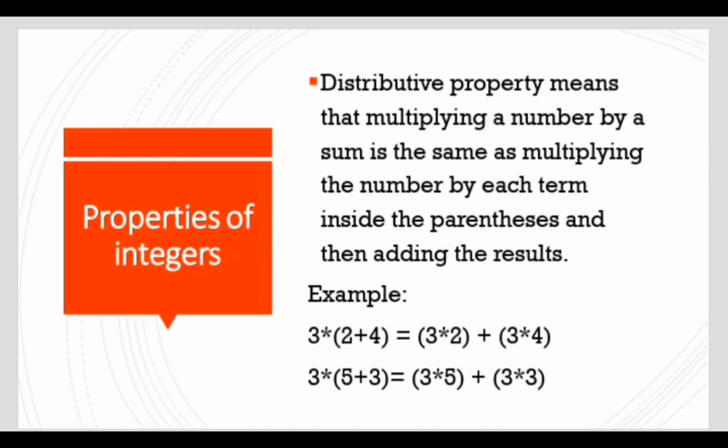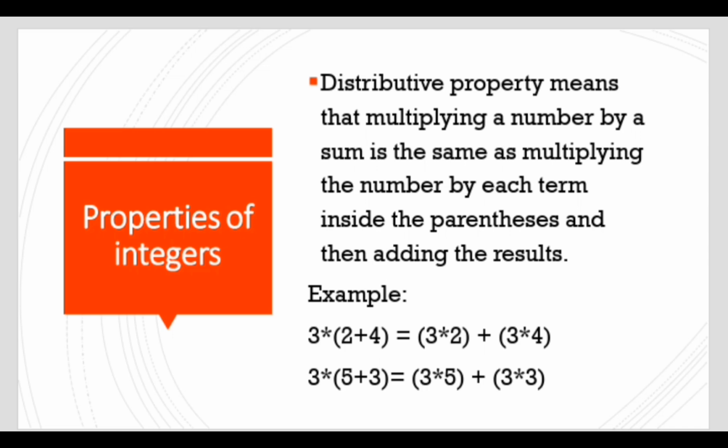Another property of integers that we have is the distributive property. The distributive property means that multiplying a number by a sum is the same as multiplying the number by each term inside the parentheses and then adding the results.